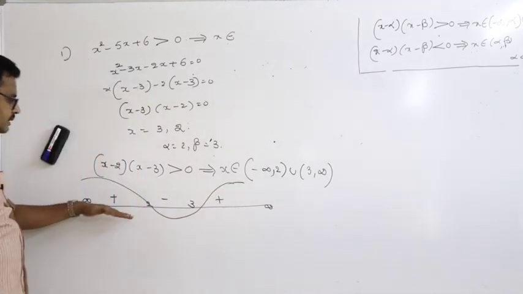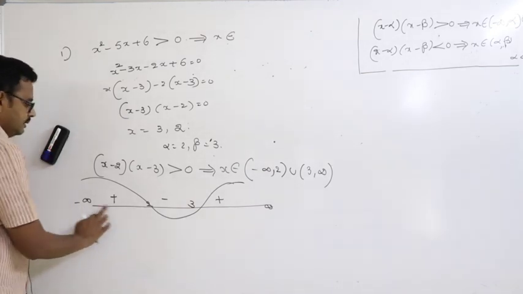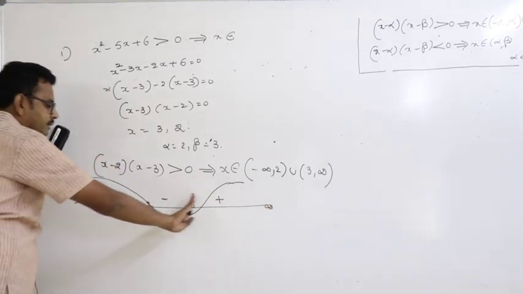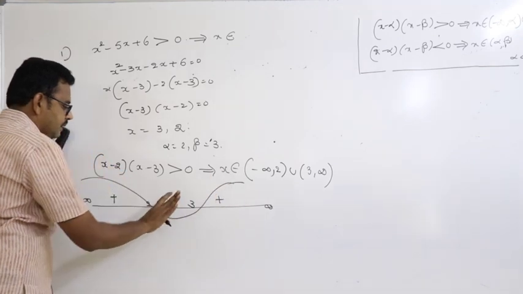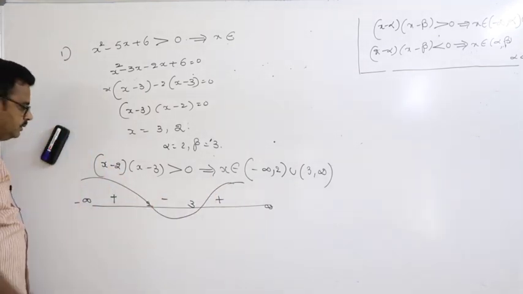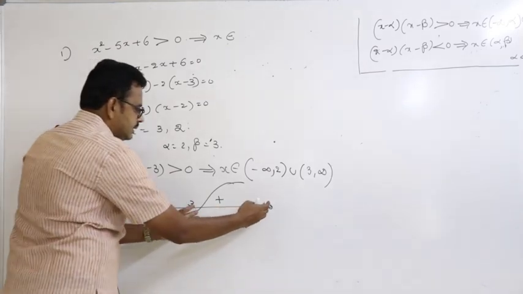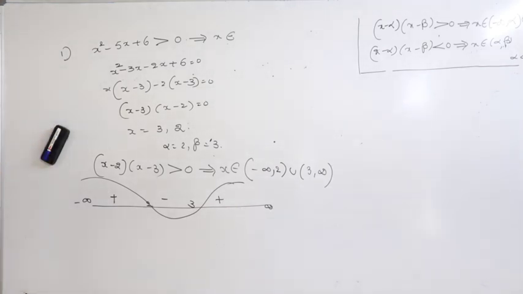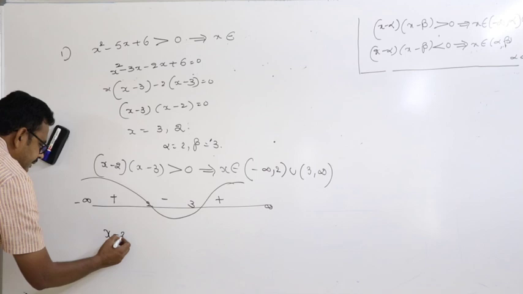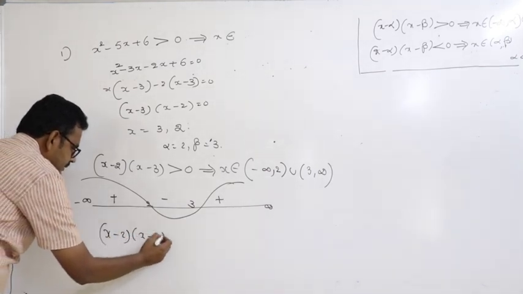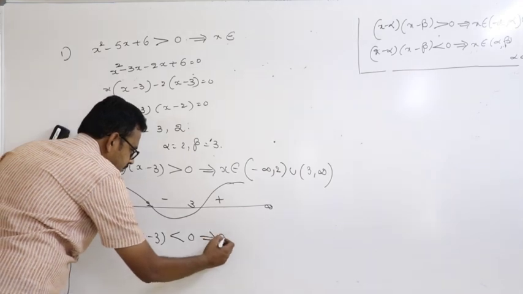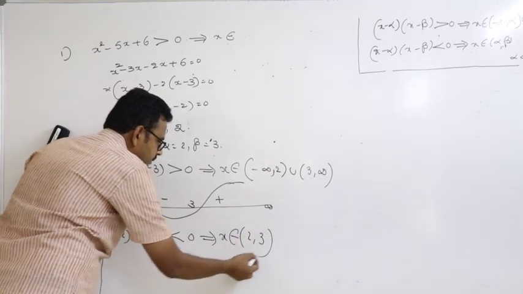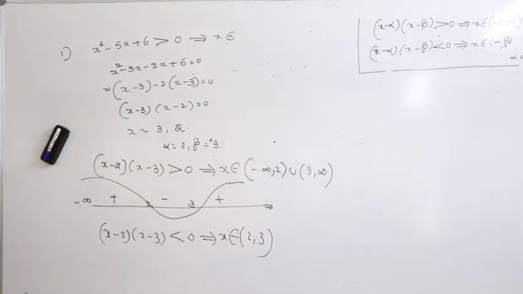Or you can do this wavy curve method. So this is minus infinity, first number is 2, next number is 3, next put plus infinity. To the right of the 3, put always plus, alternate sign, minus, plus. So in this interval it is positive, in this interval it is positive, in the interval 2 comma 3 it is less than 0. Like x minus 2 into x minus 3 is less than 0 implies x belongs to, according to this, alpha beta. Alpha beta is 2 comma 3.